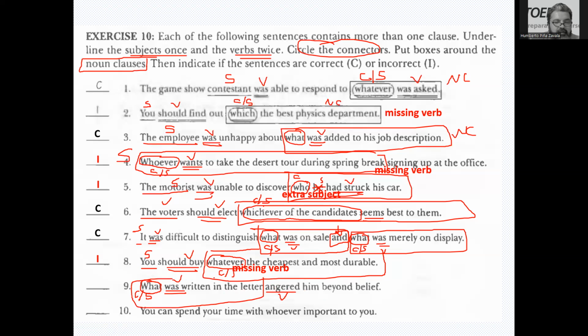So the whole thing is a noun clause. And this noun clause is the subject for anger. You know, like this, anger him beyond belief. What was written in the letter. Okay, so this noun clause is working as the subject for the verb anger. That's correct. Finally, you, subject, can spend verb your time with whoever, that is the connector, subject, but again, there is no verb. So that's why this is incorrect. I'm missing a verb right here.